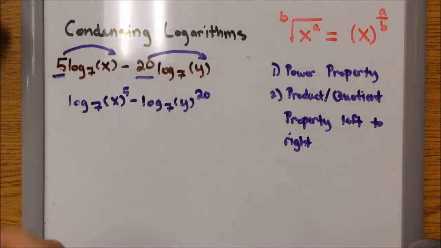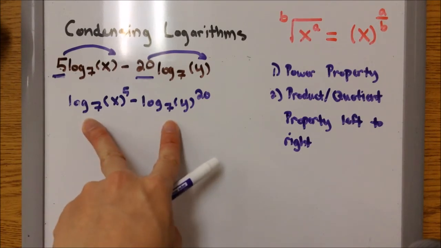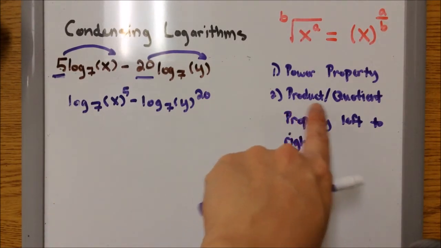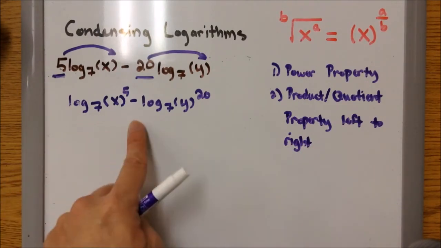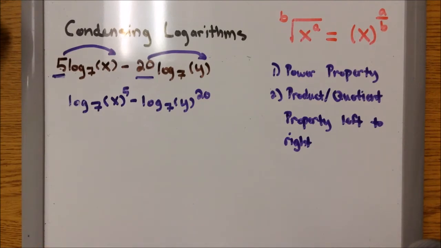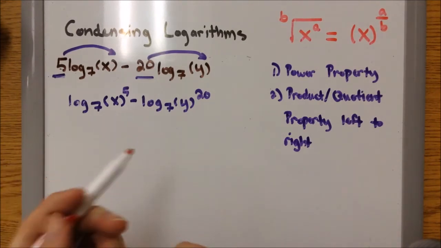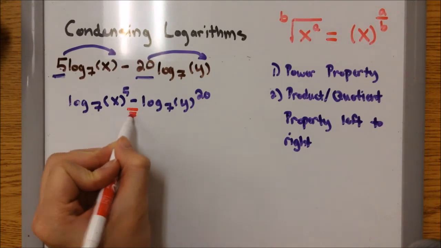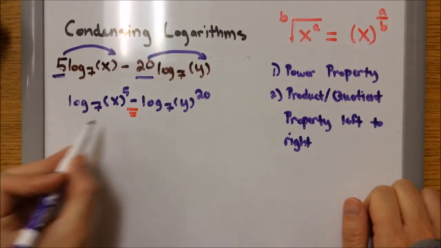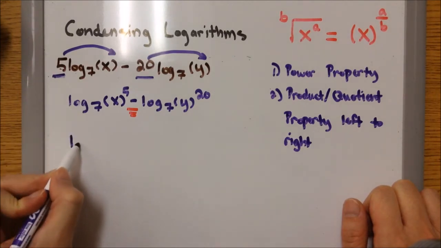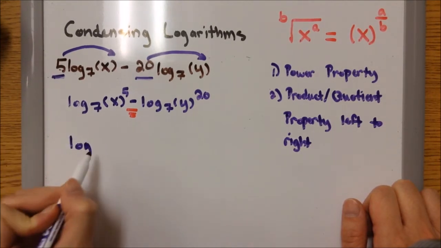Alright, we finished with that. Now, check if they're the same base. They are. So we can do product quotient property from left to right. So as I'm looking from left to right, I see we have a minus. So I'm going to underline here that this is a minus. So that means we're going to use the quotient property. The quotient property basically means there's going to be a fraction. So we're going to write log one time only, log base 7.